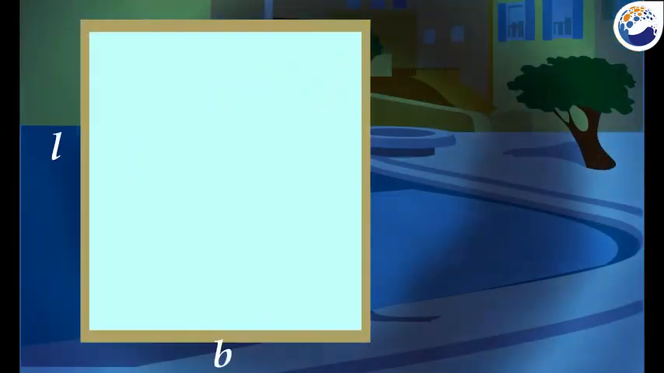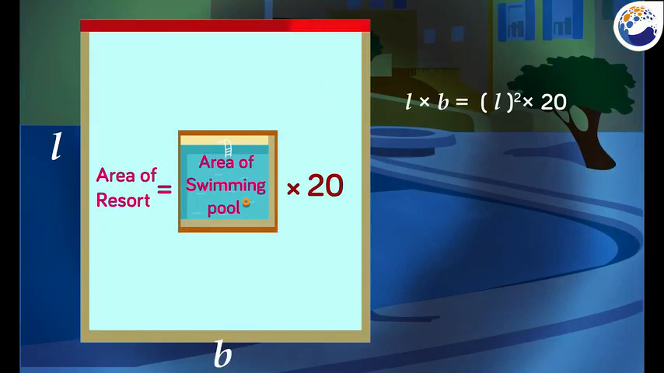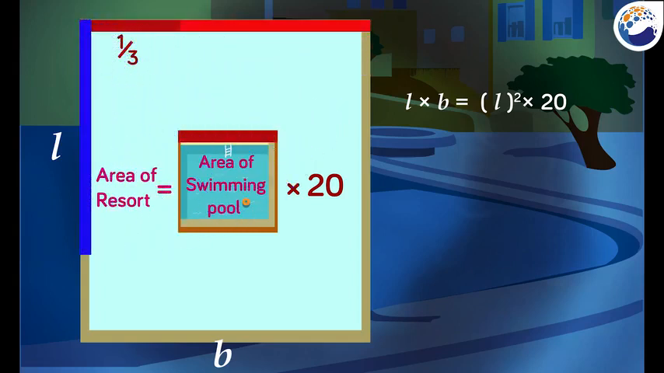near future. So she is thinking, what might be the area of this resort, which is 20 times the area of the swimming pool, and the side of the swimming pool is 1/3 of the breadth of the resort. Also, the length of the resort is 10 meters more than its breadth. She can calculate the area of the resort using quadratic equation.